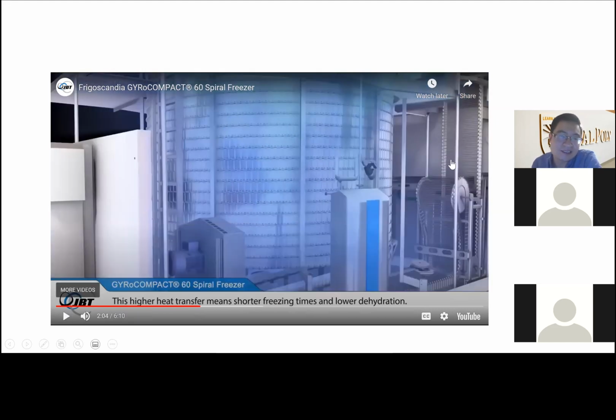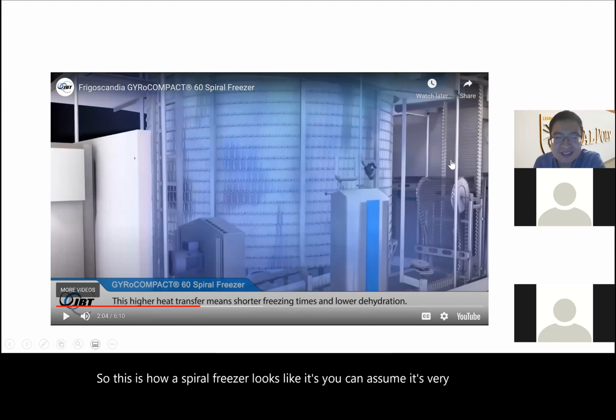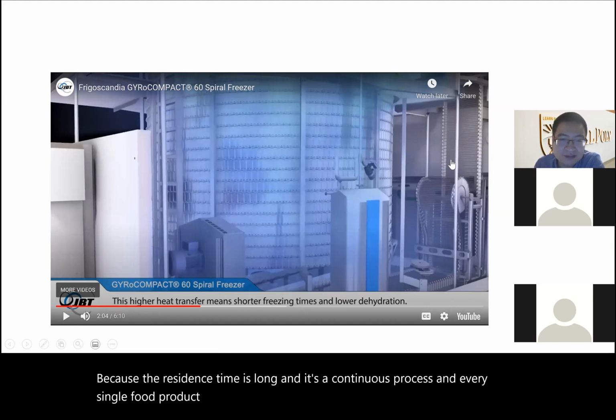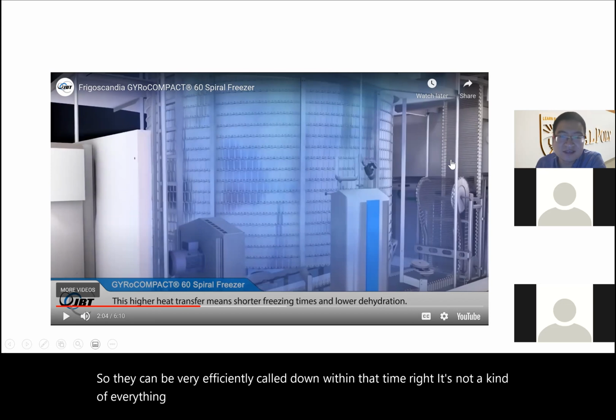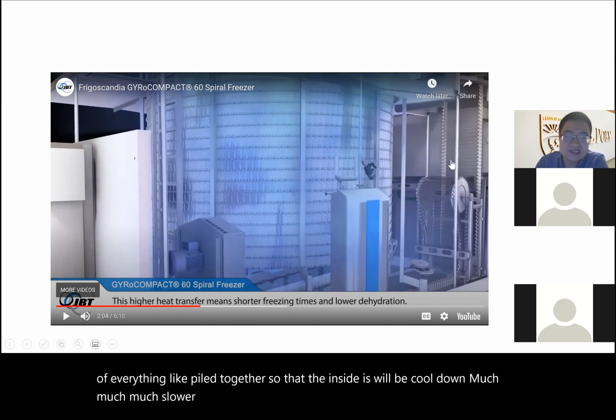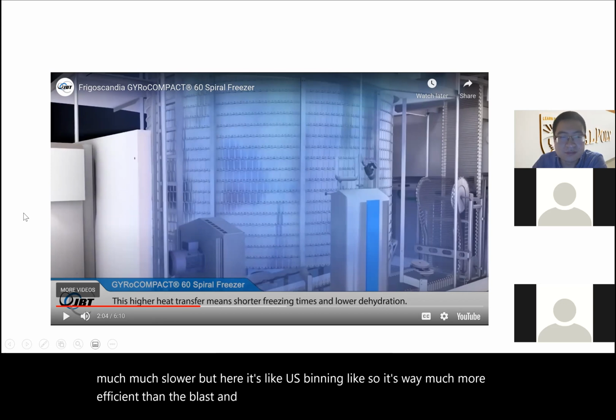So this is how a spiral freezer looks. You can assume it's very robust, right? Because the residence time is long, and it's a continuous process. Every single food product is distributed in a relatively small portion on the belt, so they can be efficiently cooled down within that time, right? It's not like everything is piled together so that the inside is cooled down much slower. Here it's much more efficient than the blast freezer and the cold room air freezer.